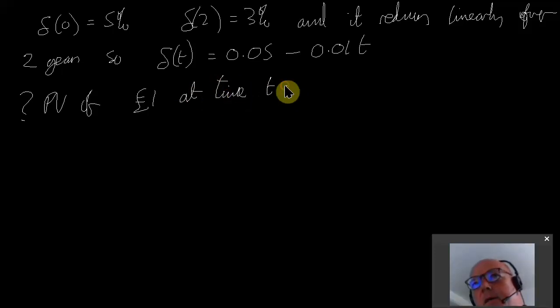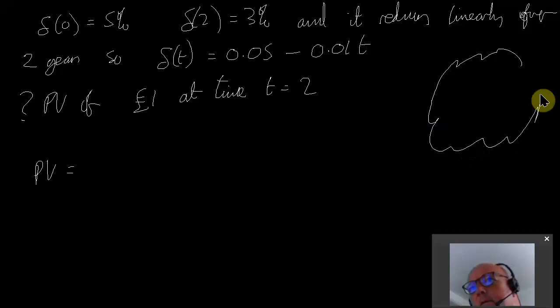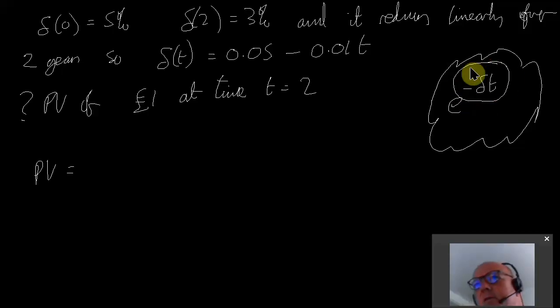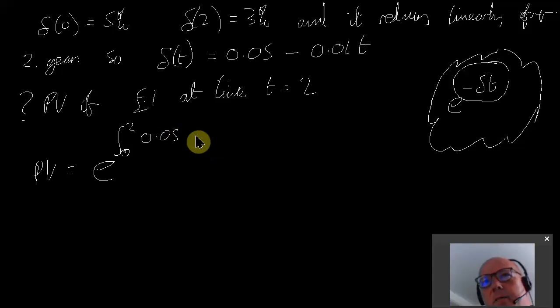All we've got to do is, if we think of our present value, the thing we need to think here is present value is e to the minus delta t. But that thing is just the integral, just the integral in the special case that delta is constant. So in our case, we're just going to integrate between 0 and 2, 0.05 minus 0.01t dt.